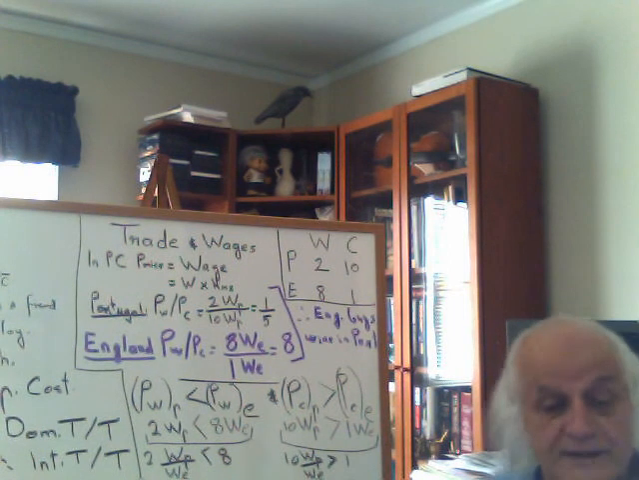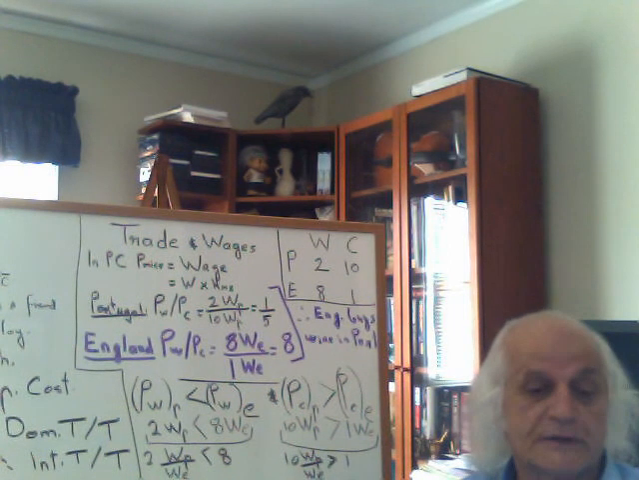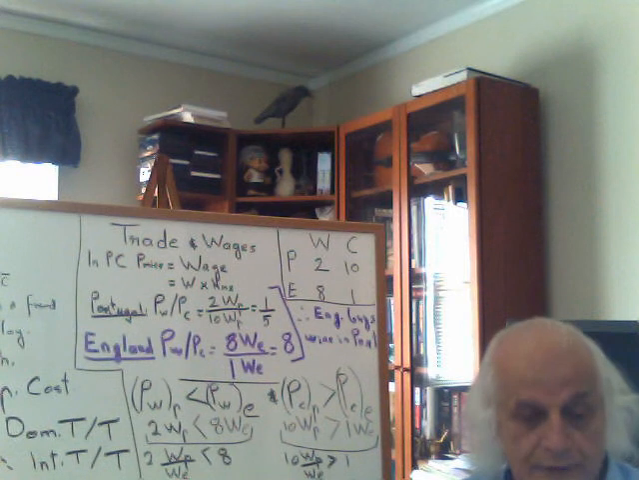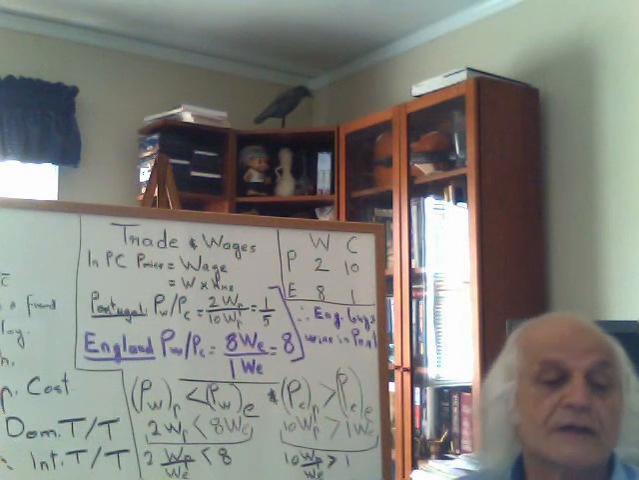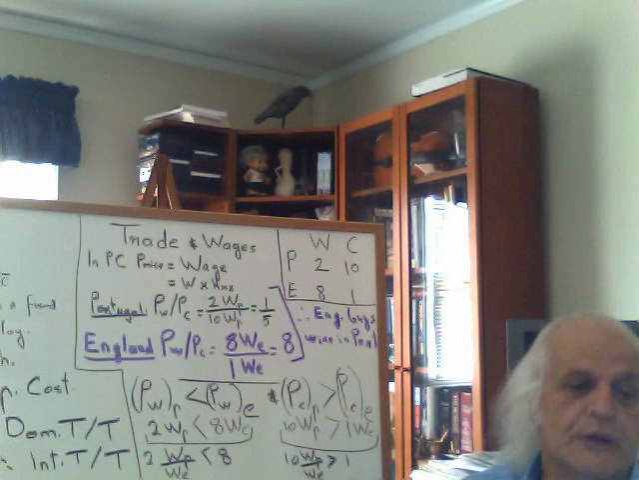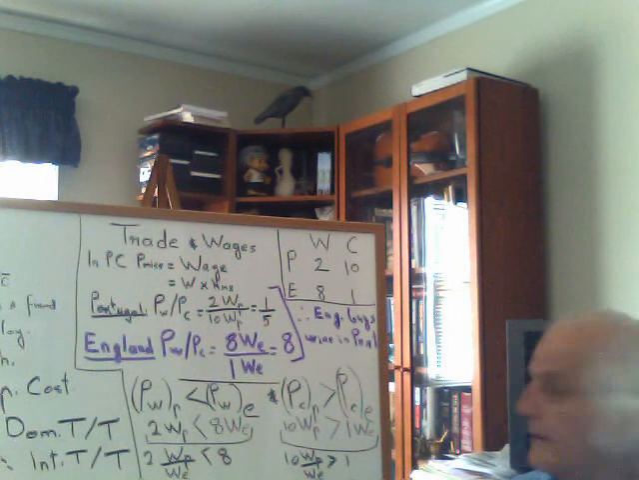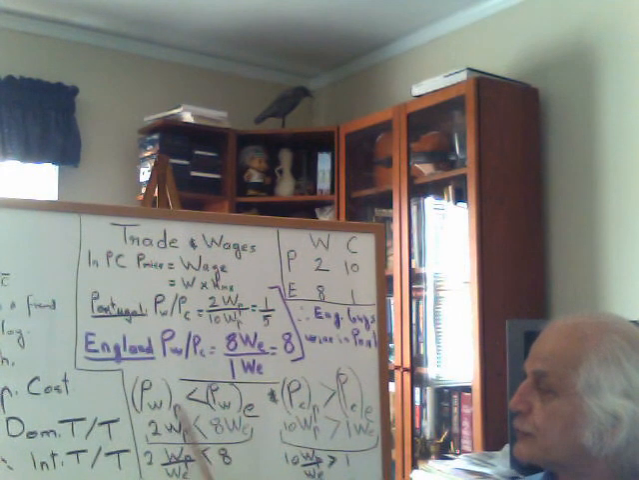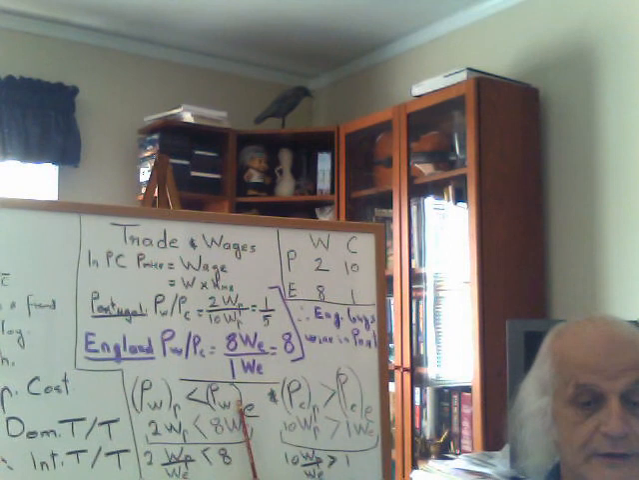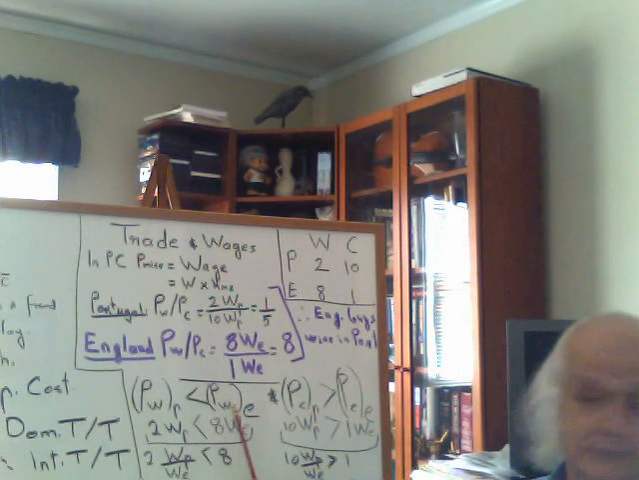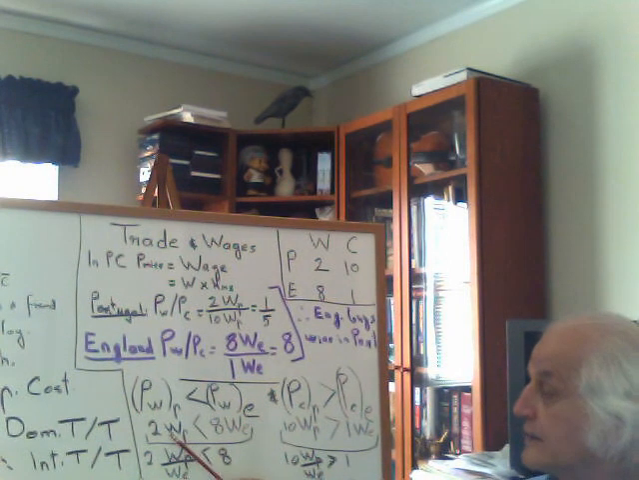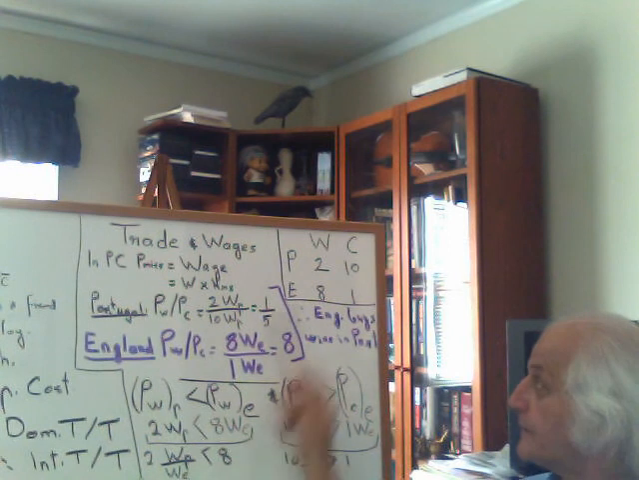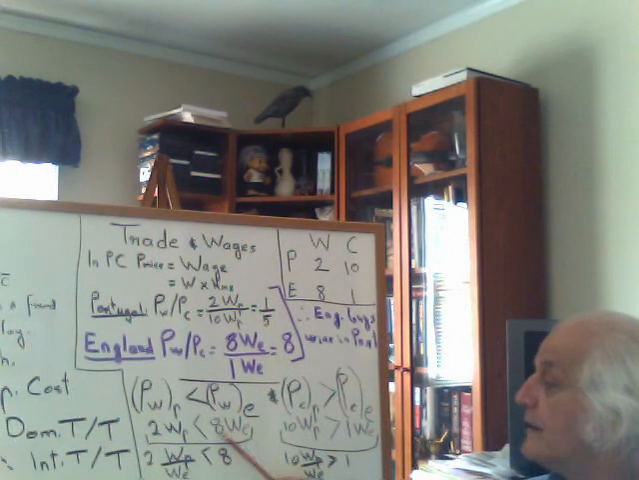The country that exports, why does it export? It exports only because the goods that it produces are less expensive than the other country, otherwise you wouldn't have any exports, right? So, if you set up the price of wine in Portugal being less than the price of wine in England, that's why the Portuguese are the ones exporting their wine, then you're saying that 2W sub P is less than 8W sub E.